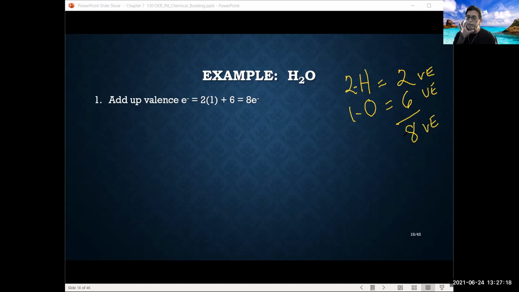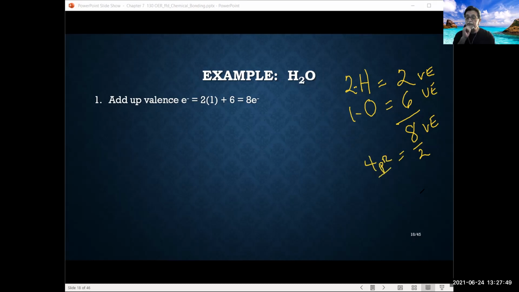And that is the number we need to work with. We can't take out one, we can't add any more. Because hydrogen, there's 2 hydrogens, each one brings 1. There's 1 oxygen, which brings 6. So we have a total of 8 valence electrons. Now what we do is we divide that by 2, and we're always going to end up with a number that's divisible by 2. Now why do I want to do that? Because that tells me now I got 4 pair of valence electrons.